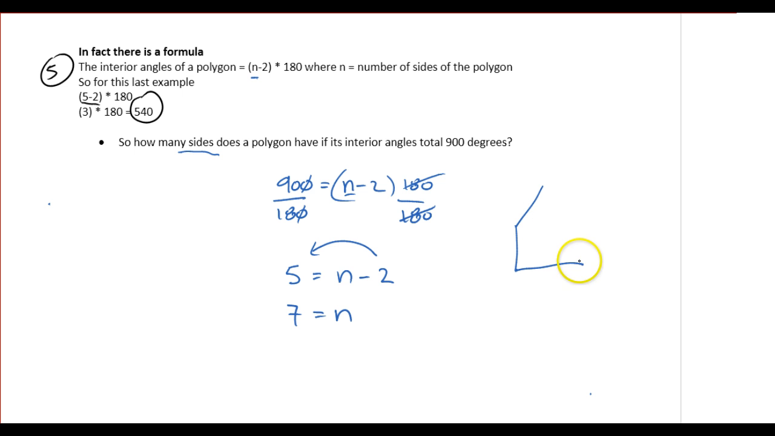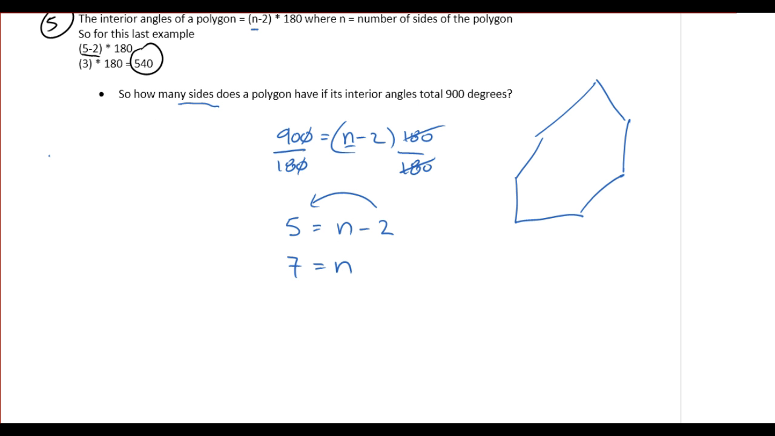1, 2, 3, 4, 5, 6, and then finally 7, like that, okay? And that's called a heptagon, okay? And if we wanted to check, if we wanted to make a few triangles like this, 1, 2, 3, 4, and 5, we would see that 5 times 180 equals 900.